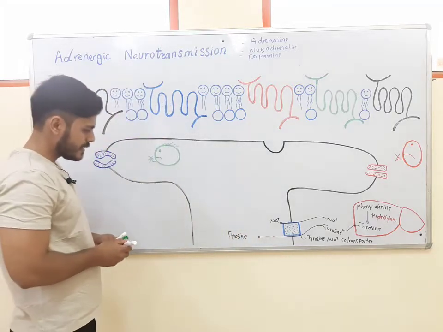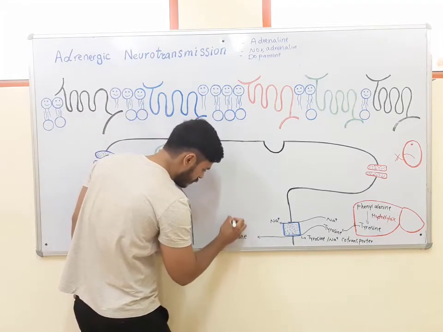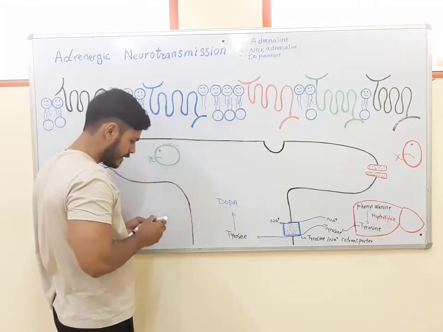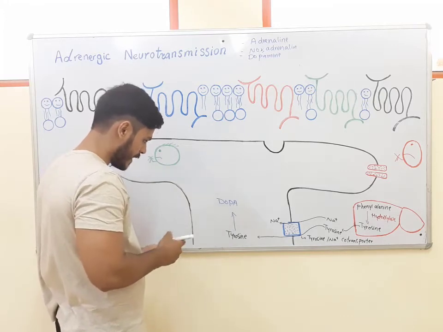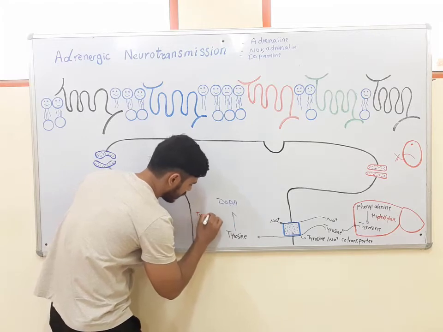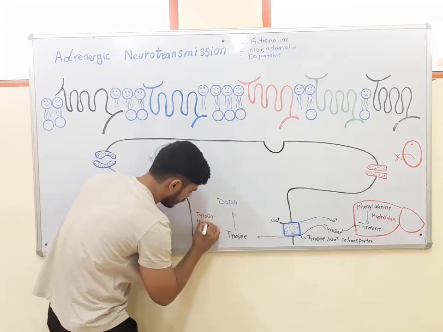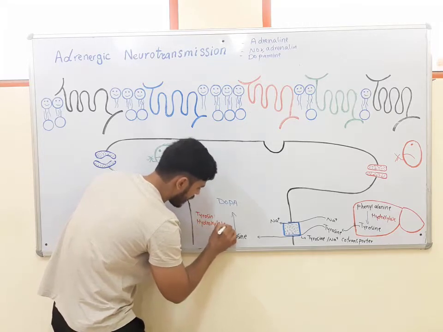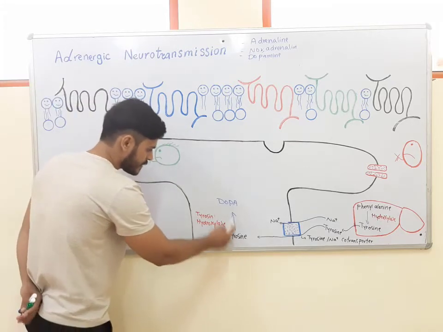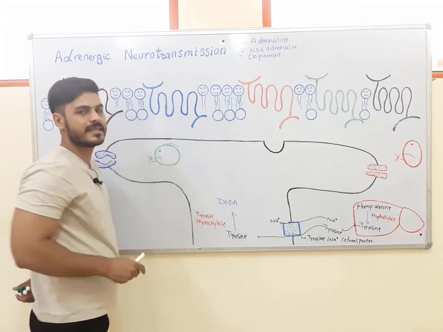The next step for synthesis of catecholamine is conversion of tyrosine into DOPA, and this conversion is mediated by the tyrosine hydroxylase enzyme. This step is the rate limiting step. It means that if we can inhibit conversion of tyrosine to DOPA, or inhibit this enzyme, we can stop synthesis of catecholamine.